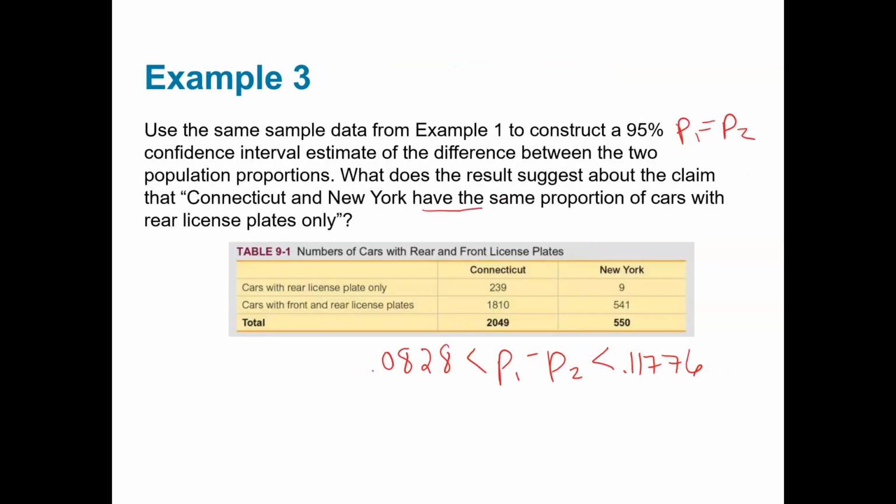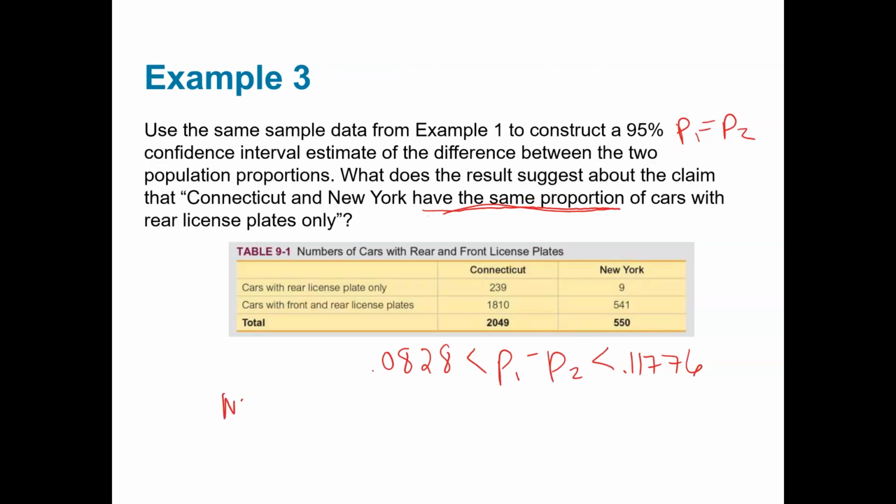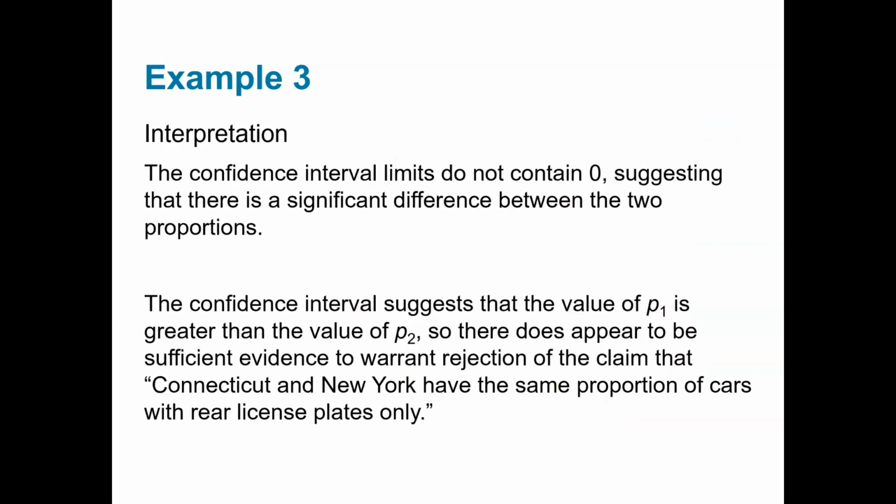So this says, do they have the same proportion? And again, it does not include 0. So we believe that they are not the same. So they would be not the same because they do not include 0. And then here's an interpretation as well, just from the textbook.